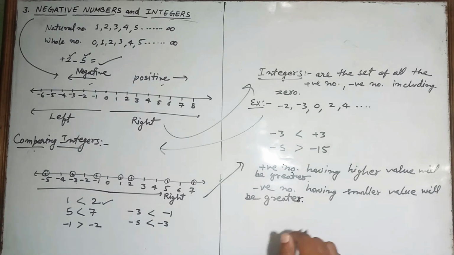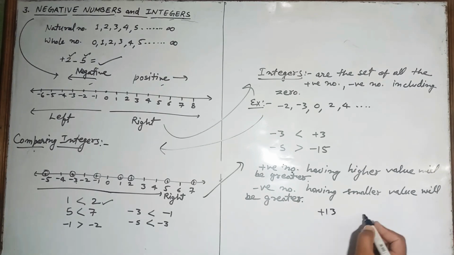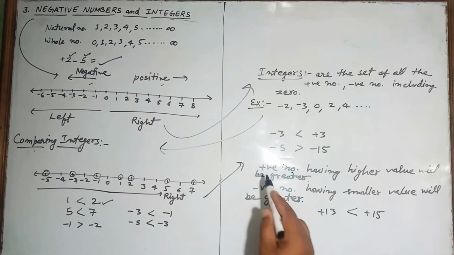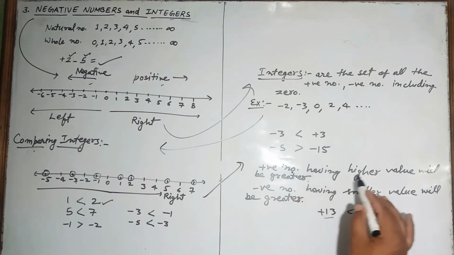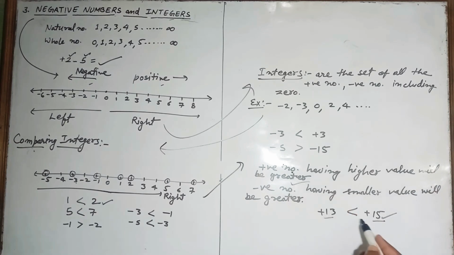here you can see the positive number having higher value, like +13 and +15. So which number is greater? That is 15. Positive numbers are both, but the higher value is 15. So a positive number having higher value will be greater. So which number will be greater? That is +15. But in case of negative numbers, suppose it is -13 and -15.